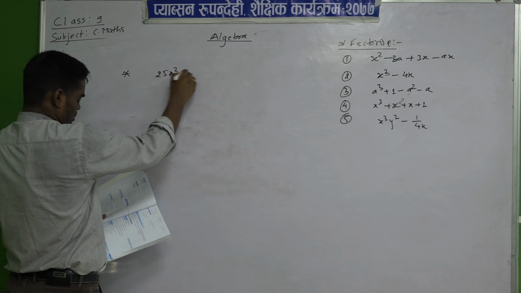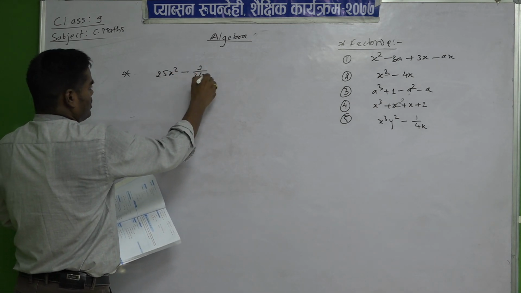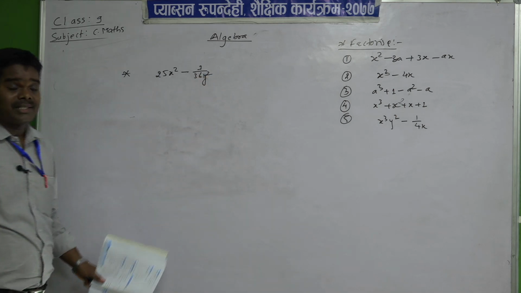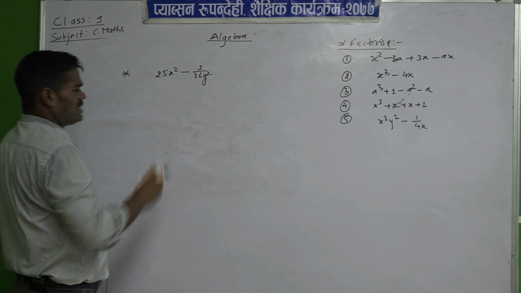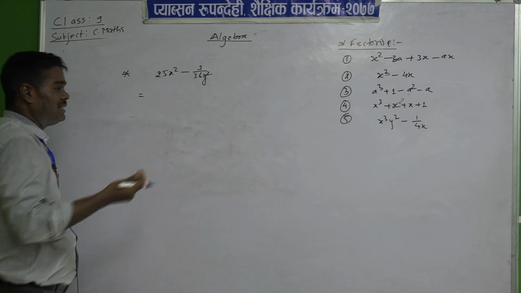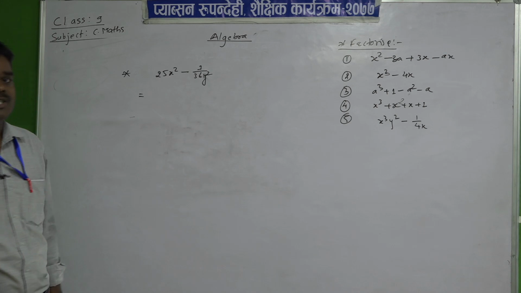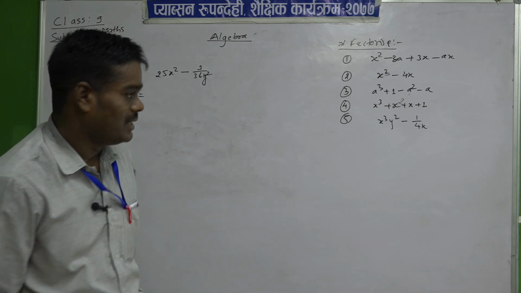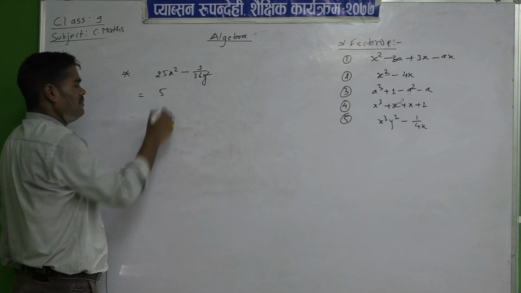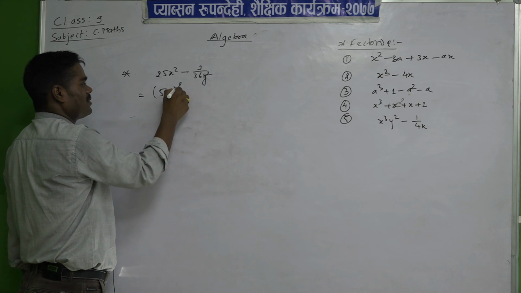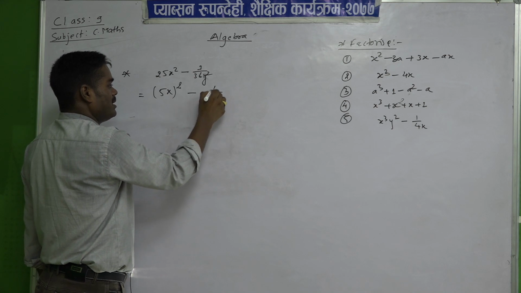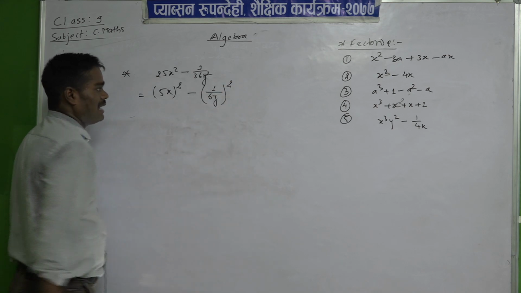25x square minus 1 by 36 y square. So, are you watching? Is there anything common? Nothing is common there. Here is x and here is y. So first try to write each complete term in the form of a square. And see here, the square of 5 is 25, so we can write 5x whole square minus, here the square of 6 is 36, so you can write 6y whole square. Like this we have to write.